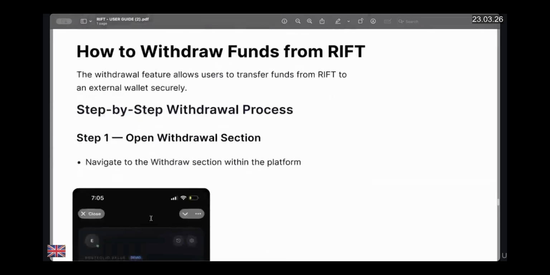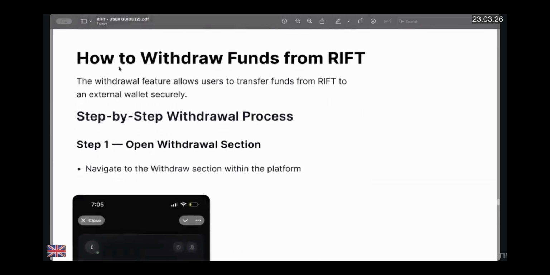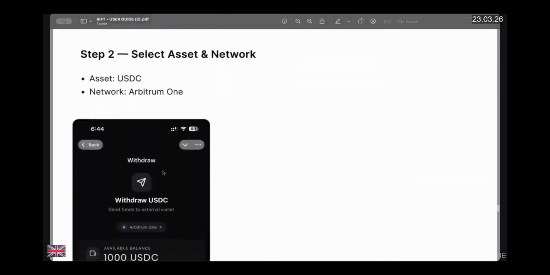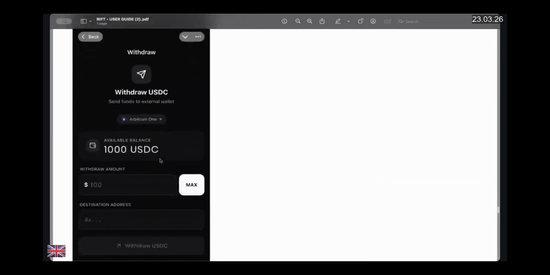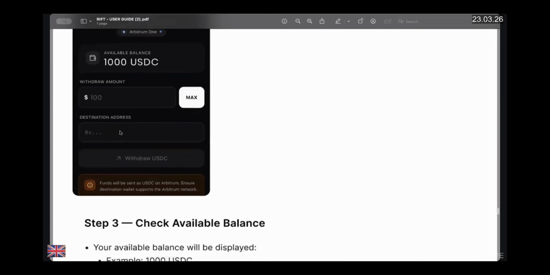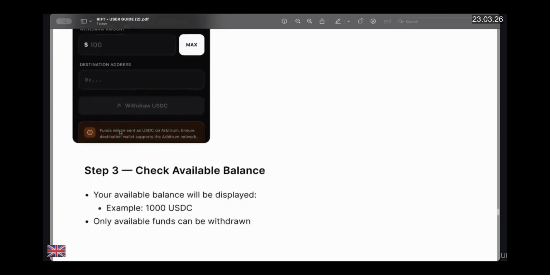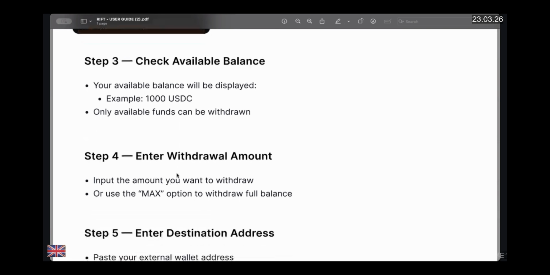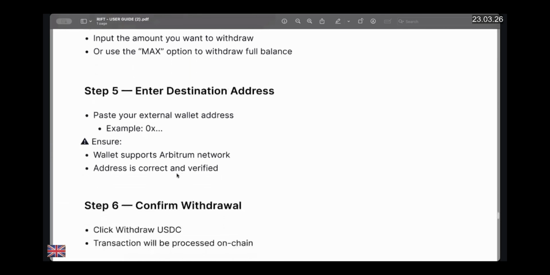Now you see how to withdraw funds from Rift. You click on the withdraw button and you select asset and network. We just have Arbitrum 1. Once you select whatever is available, you enter the withdrawal amount and paste the external wallet address, and click on withdraw. Your $1,000 or 500, whatever you withdraw, will go externally out from the platform to your external wallet address. So this is how you withdraw.